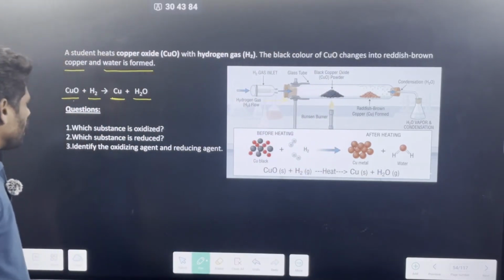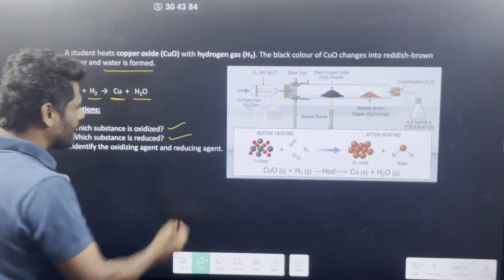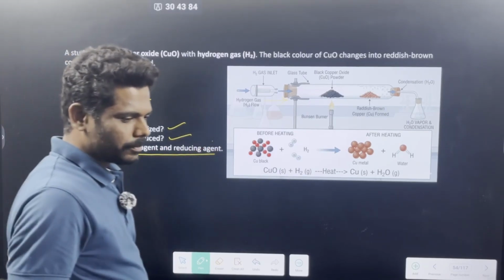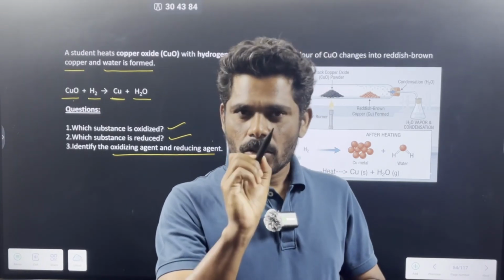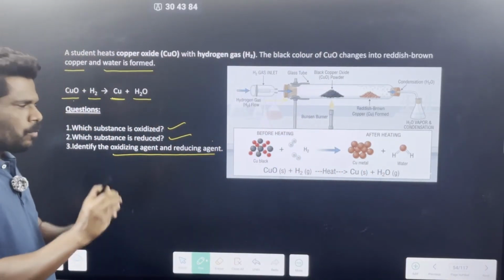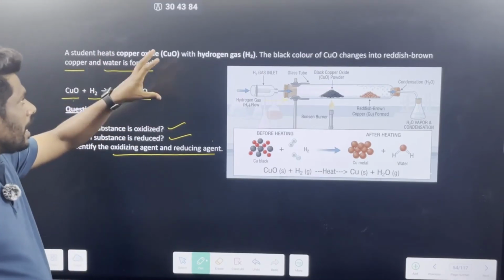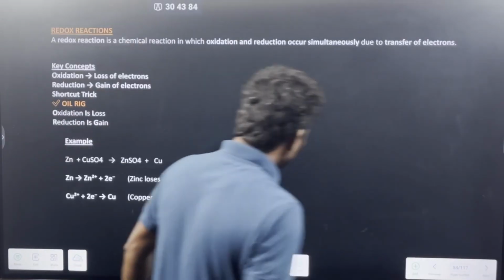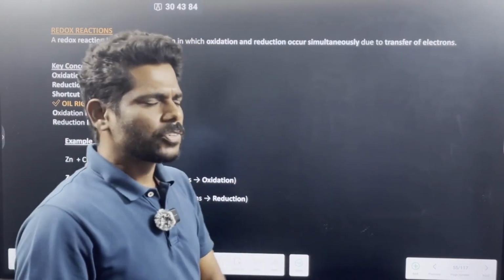Now the questions. Which substance is oxidized? Which substance is reduced? Identify the oxidizing and reducing agent. Once again, don't be in a hurry, don't worry. Slowly and carefully listen. Very interesting, and once you have understood this, you can answer any kind of questions related to this topic. Let's see. To answer this question, first let us try to understand what is a redox reaction.